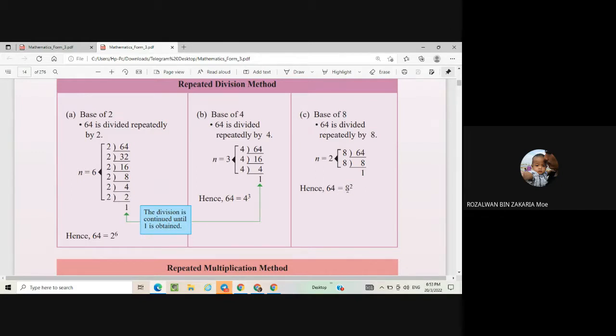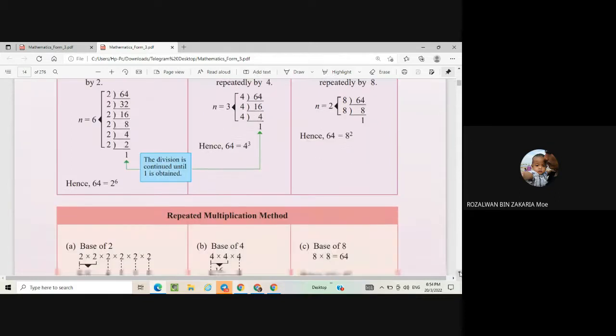So 8. Then the index or exponent or the power equals 2. Why 2? Because 8 needs to be multiplied 2 times by itself to get 64. Or you can calculate here 1, 2. And because of that, n equals 2. Then the final answer is 64 equals 8 power of 2. Right, class. So that's how to solve example 2 with the repeated division method.